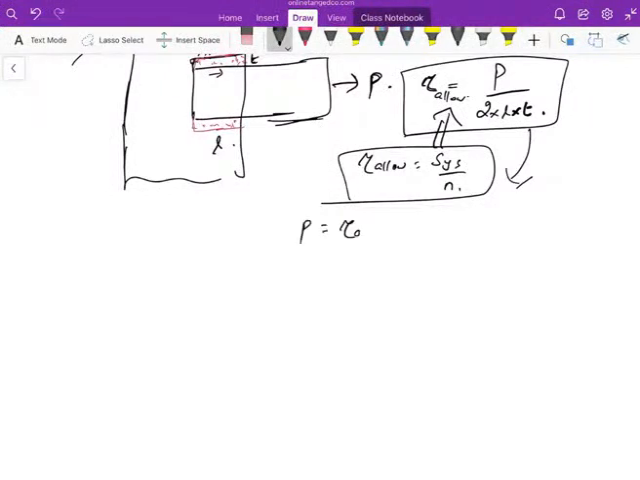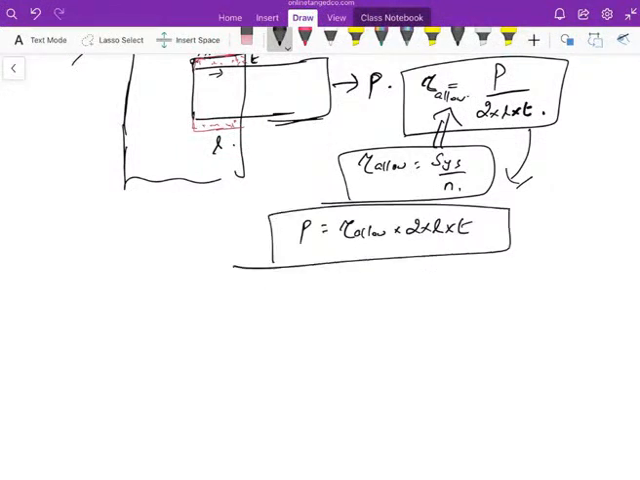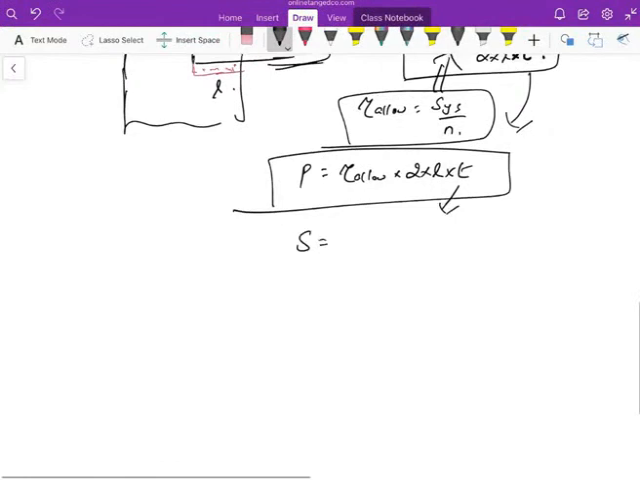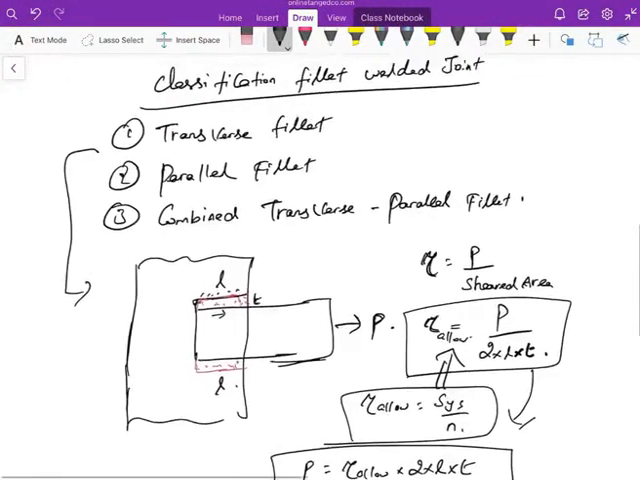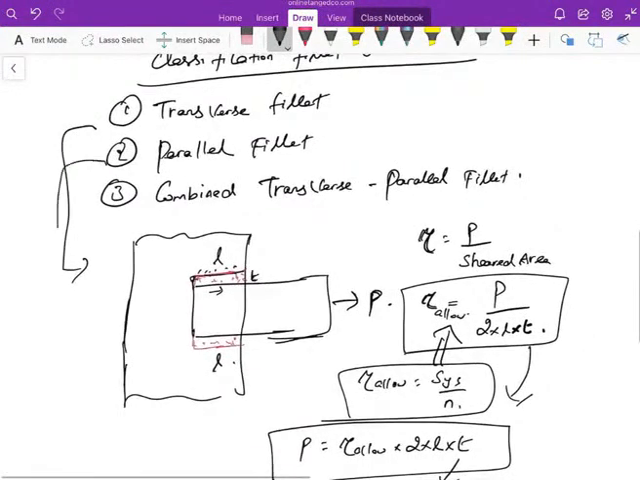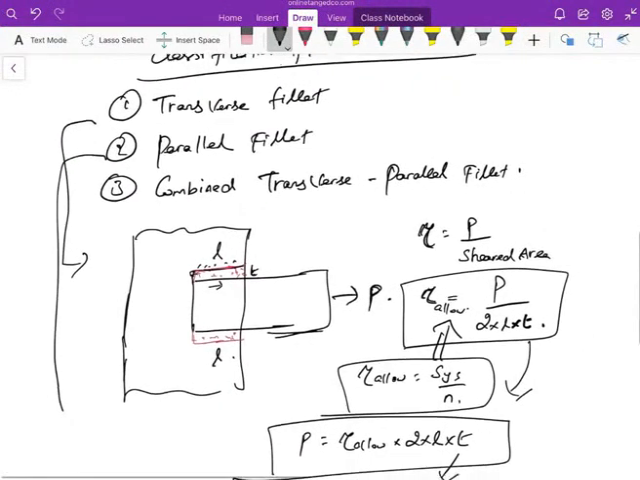P is equal to tau allowable into 2 into length into thickness, right? Okay, from here find the throat thickness. Once you find the throat thickness, S is nothing but root 2 T. This is the first calculation, the transverse fillet.